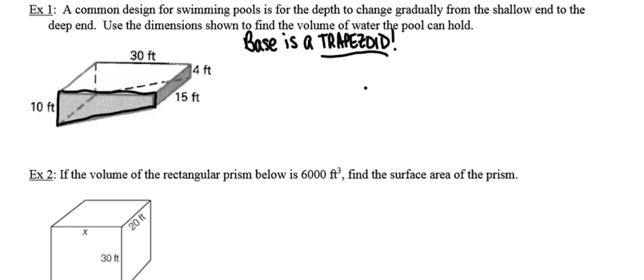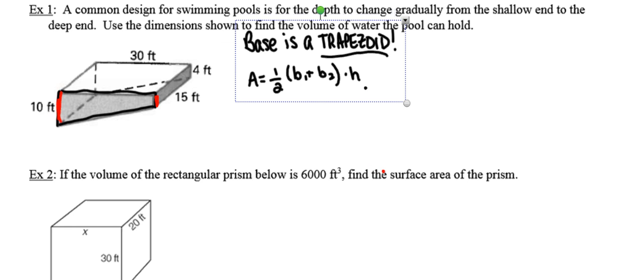So the formula for finding the area of a trapezoid: area is 1/2 times the average of the 2 bases times the height of the trapezoid. So the 2 bases are going to be my parallel pieces, the 10, and this piece here is 4. So I'm just going to go ahead and substitute those into my formula.